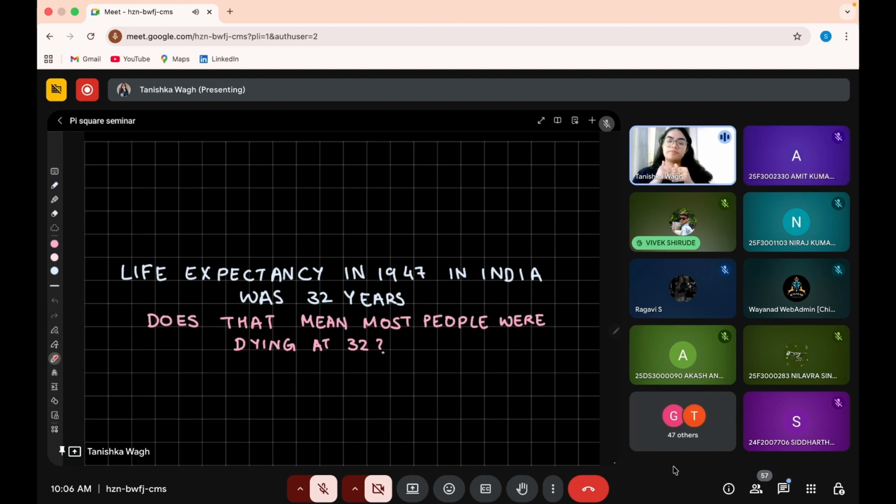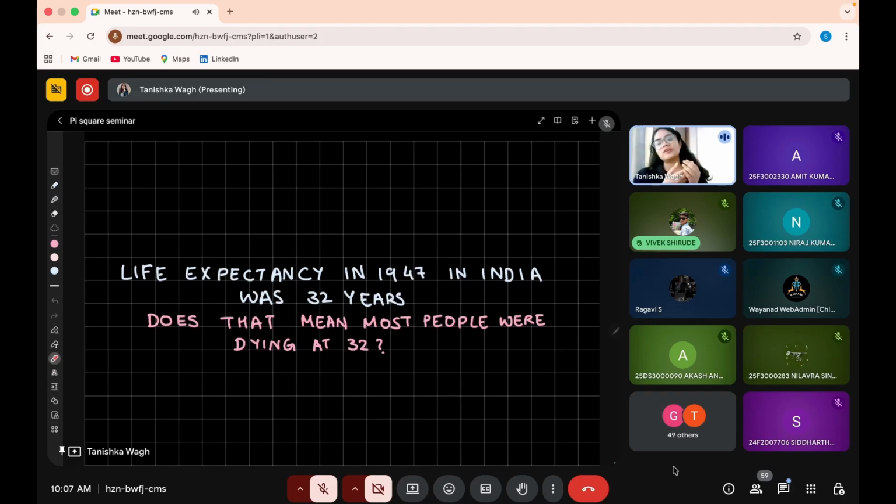Well, we could take a step back and think about what was happening in 1947. What is our prior knowledge of that time? We know that infant mortality rates were very high. Malaria, polio, smallpox were very common because vaccines weren't a thing. And we start to realize that a lot of kids were dying during birth. A lot of infants were dying.